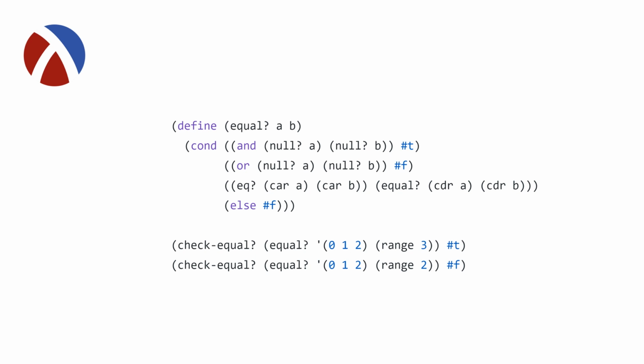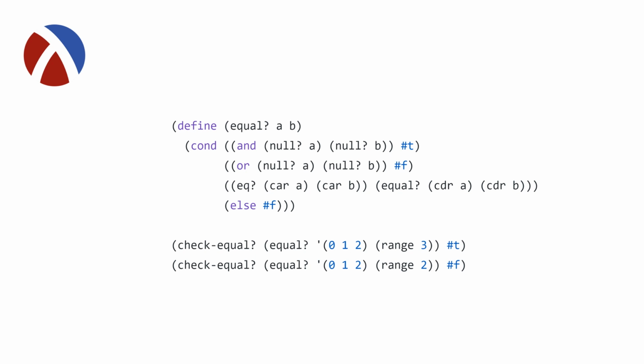Our next clause checks if either of a and b are null, which means that we've gotten to the end of one of the lists but not the other, which means they have different lengths. Therefore, we are going to return false. Otherwise, we check are the first elements of the 2 lists equal using the eq? procedure.